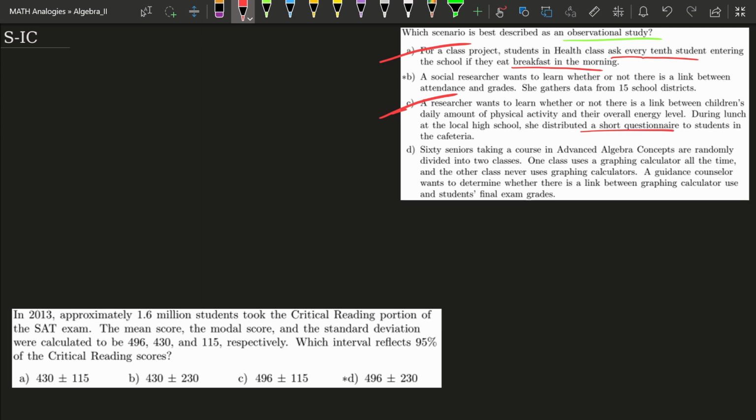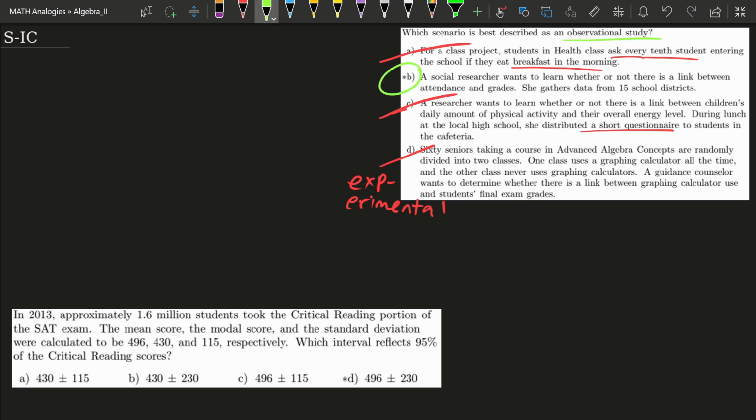Choice D is perhaps the worst, where in this one, we're actually dividing 60 seniors into two classes, where one gets a graphing calculator and the other doesn't. So that's an experimental study, and it's definitely not an observational study. And that's going to leave B.